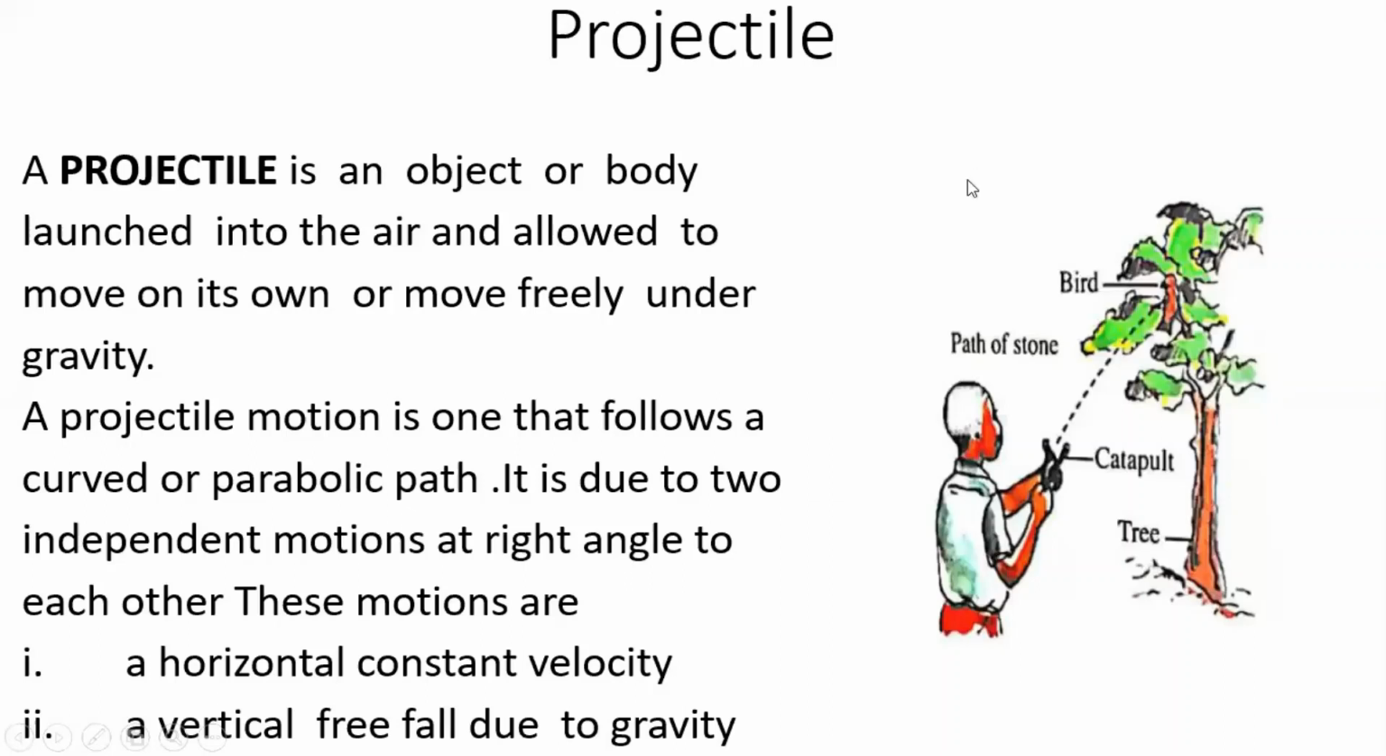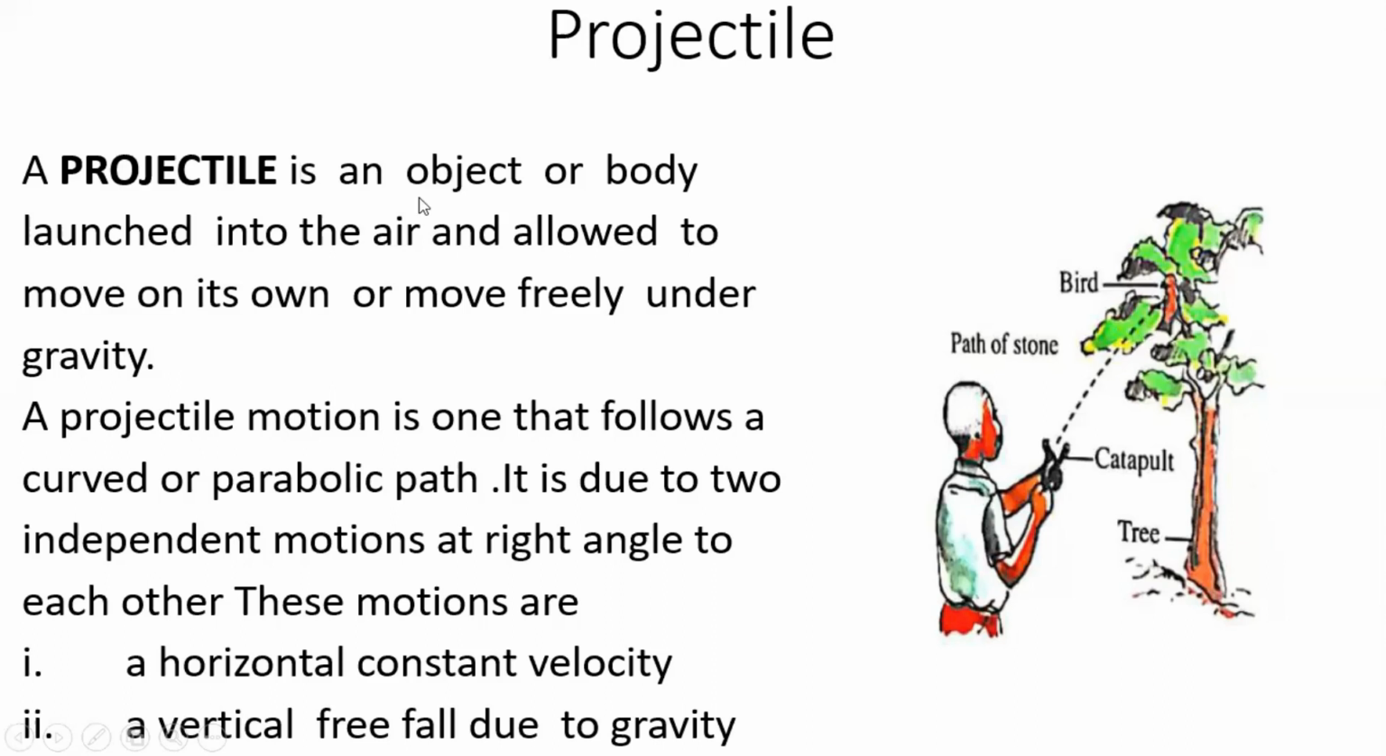A projectile. Basically, when we're talking about a projectile, you are seeing a man trying to use a catapult to hit a bell. This catapult processes energy, so by the time it releases the energy, it moves in what we call a parabolic path. It's not a straight path, it's a parabolic path to hit this particular bell.